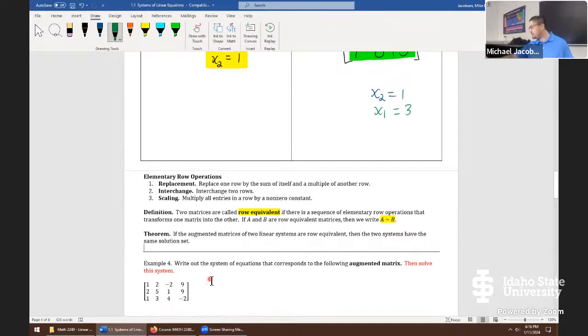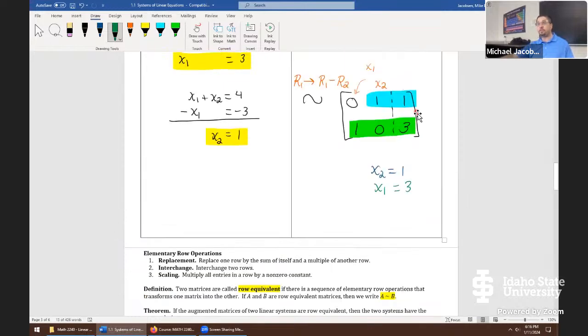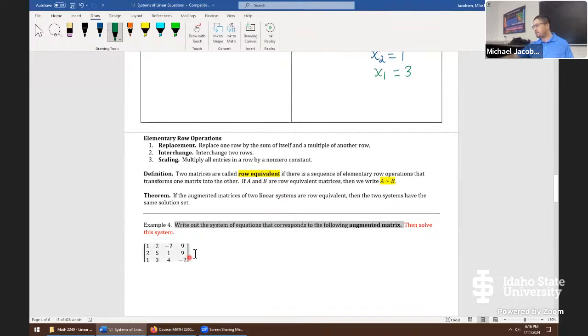Okay, so example 4, I put this in red right here since I did forget to include this in the original notes. We also want to solve this system as well. I put this as the first step, not because it's required, but it's always probably one of the more important skills in linear algebra. If you have a system, you should know what the equations are. And if you're given the actual augmented matrix, you should be able to write that out as well.